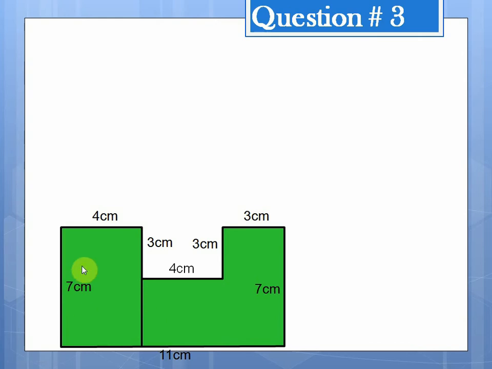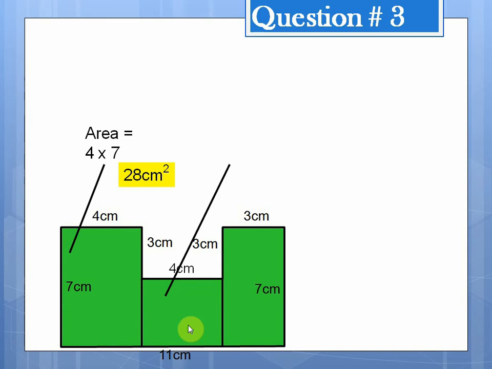So we have to break this figure into three parts. This is part number 1, part number 2 and part number 3. There are three separate rectangles. First we have to find the left one, the first rectangle, where the measurements are 4 centimeter and 7 centimeter. So the area becomes 28 centimeter square.